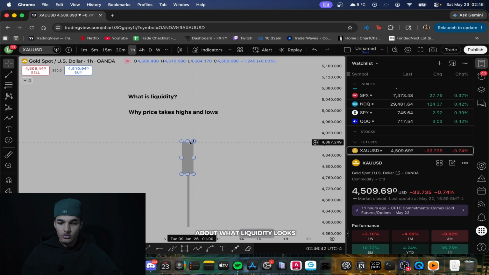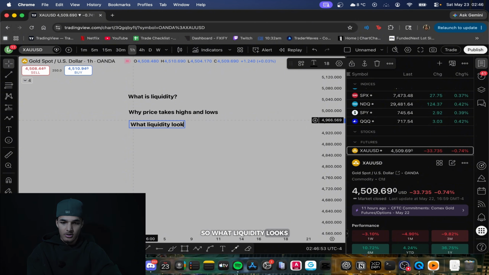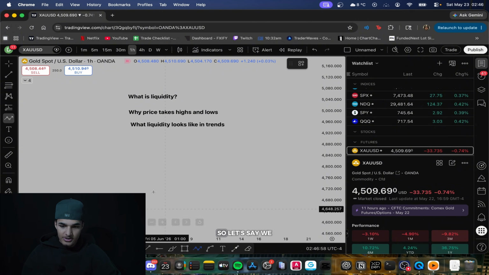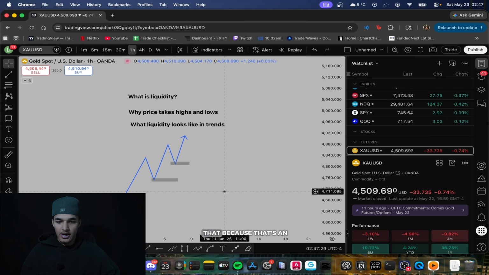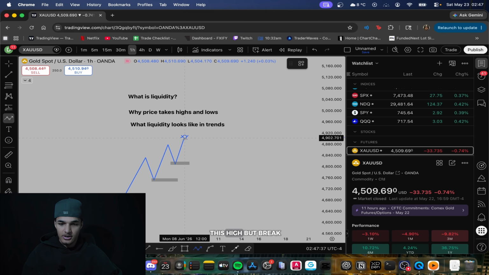Now we're going to talk about what liquidity looks like in trends. So let's say we have an uptrend, right? Price is making higher highs and higher lows. In an uptrend, a lot of people have their stop losses on the lows, so either this low or even this low. Now, the institutions know that because that's an obvious place to put your stop loss. So what will happen is price will make this high, but break this low just to grab liquidity to make another move to the upside.